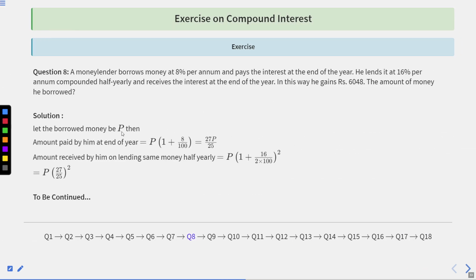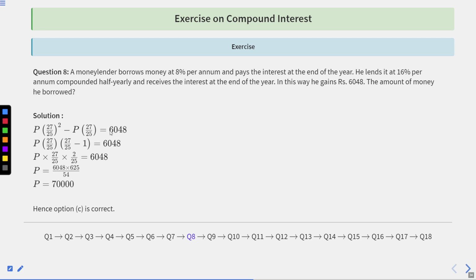So let us have a look over the solution. Let the borrowed money be P, then the amount paid by him at the end of the year is equal to P times (1 + 8/100) = 27P/25. So the amount received by him on lending the same money half yearly is equal to P times (1 + 16/(2 × 100))^2, which is equal to P × (27/25)^2.